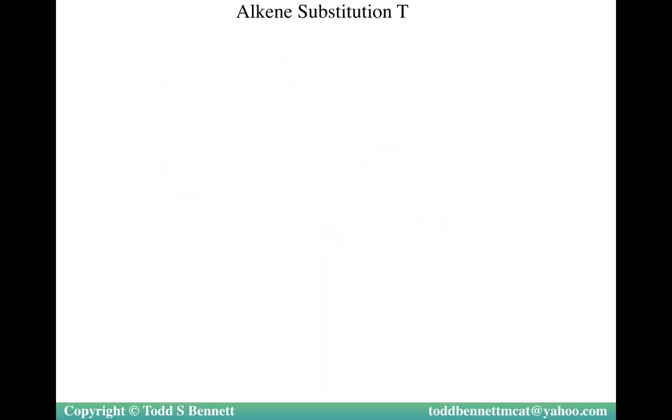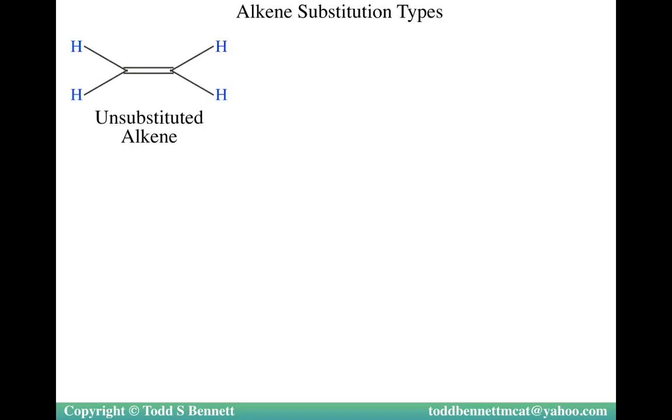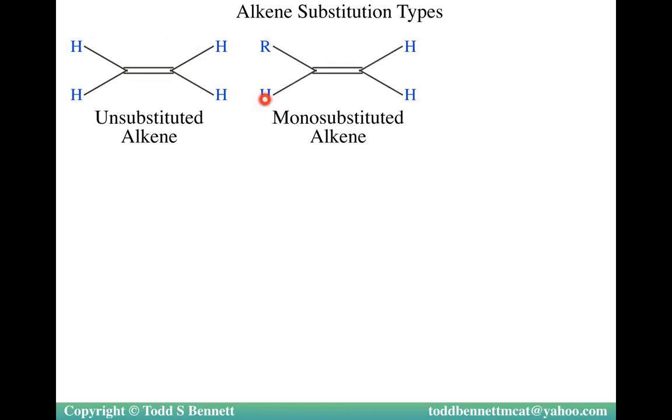Okay, onward we go. So alkene substitution types. So this is what I was trying to make a bigger deal about with Zaitsev's rule. An unsubstituted alkene is just ethene. It's got 2 H's here, 2 H's there. There's absolutely no carbons. Next, monosubstituted. The R group can be any of these 4 spots, doesn't matter. There's only 1 R group on the double bond.